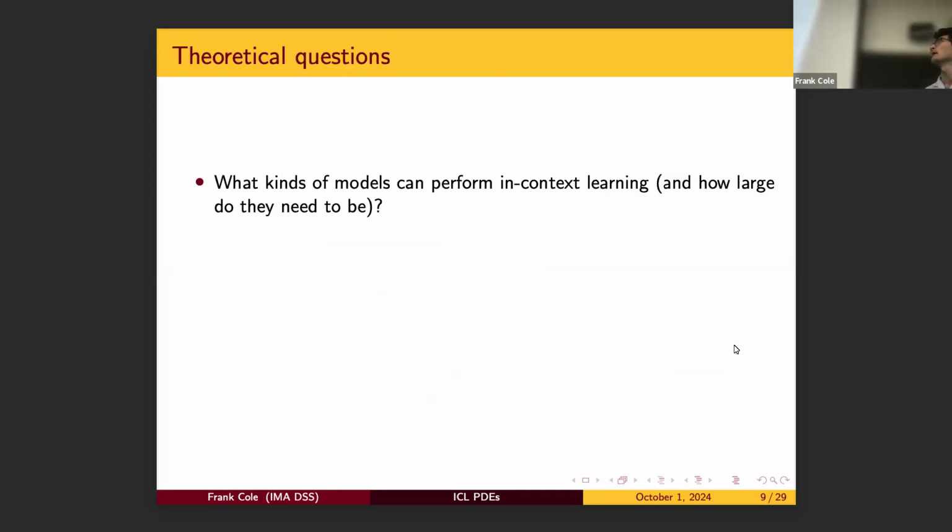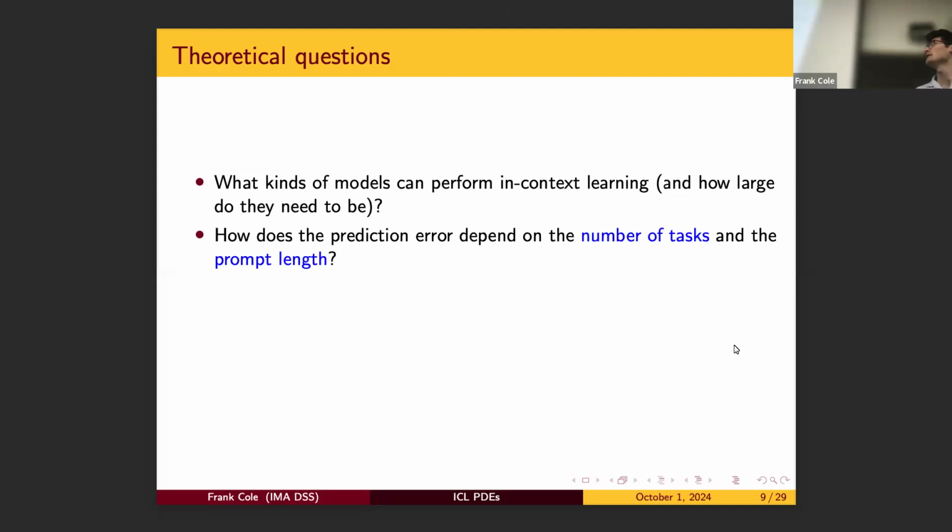So some questions to keep in mind for theoretical analysis: first is what kind of models can perform this in-context learning. I think the most popular architecture is the transformer-based neural networks. Recently, state space models like Mamba have also shown the ability to do in-context learning. I think, before transformers, people used RNNs, recurrent neural networks, to do sequence modeling. And if an architecture can perform in-context learning, then how large does it need to be? How many parameters?